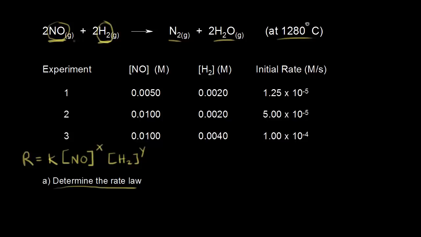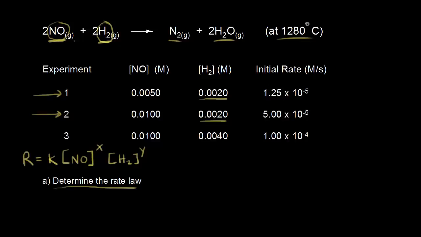All right, we can figure out what x and y are by looking at the data in our experiments. So let's say we wanted to first figure out what x is. To figure out what x is, we need to know how the concentration of nitric oxide affects the rate of our reaction. So we're going to look at experiments 1 and 2 here. And the reason why we chose those two experiments is because the concentration of hydrogen is constant in those two experiments. The concentration of hydrogen is 0.002 molar in both.